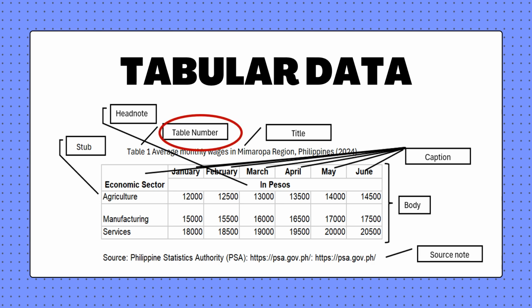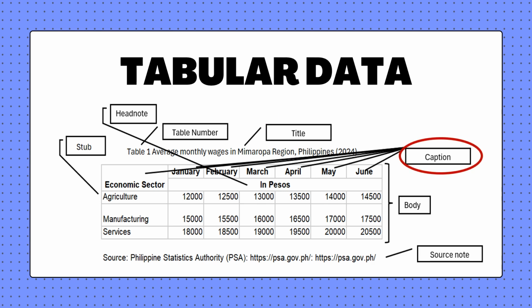Table number: the number given for each table, usually at the middle or toward the left of a table. It helps readers to identify one table from another. Title: the title is the main heading, usually placed just below the table number or beside it. It should be short, clear, and descriptive of the nature of data presented in the table.